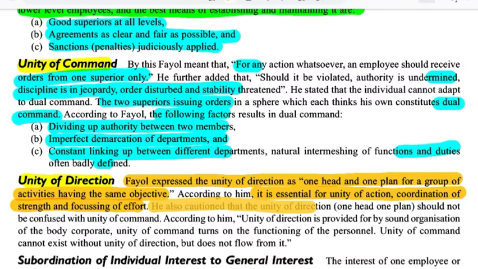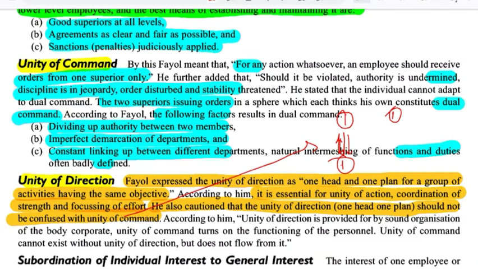He also cautioned that unity of direction, one head, one plan, should not be confused with unity of command. Means unity of command states that there should be one superior for one employee only. One employee should receive orders from one superior only. But unity of direction states that if the activity of a group of people is the same, then there should be one plan, headed by one person or one superior only. That means this person will lead this team.